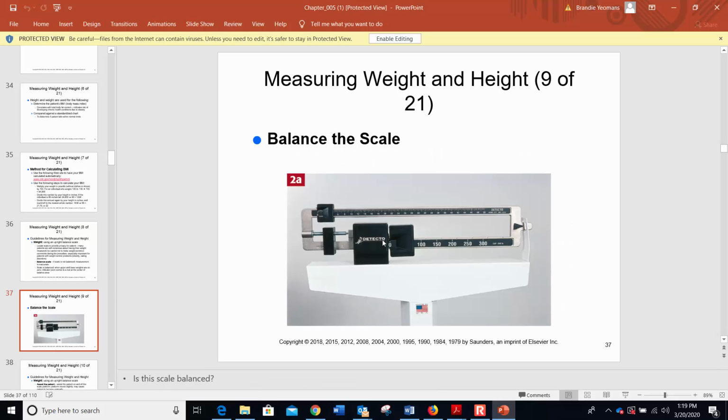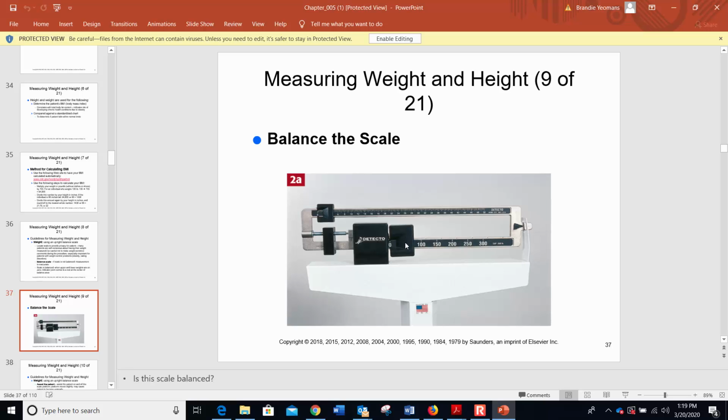So if you look at the picture here of this old school balanced scale, when we say that the scale is balanced, if you look over here to the far right end, this little knob that sticks out is actually protruding through a square here. And we want that knob to hit right in the middle to show that the scale is balanced.